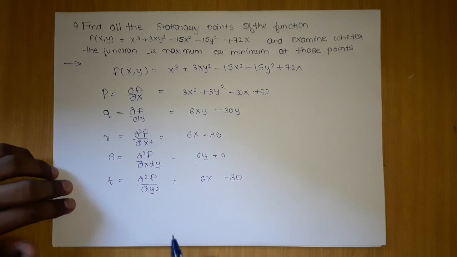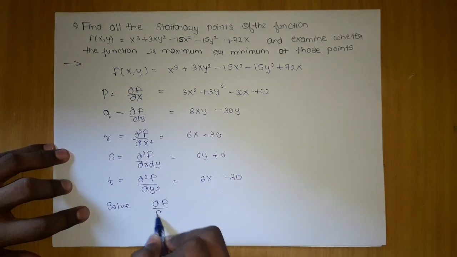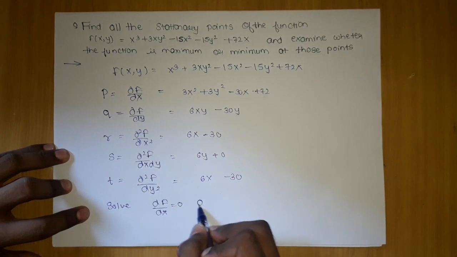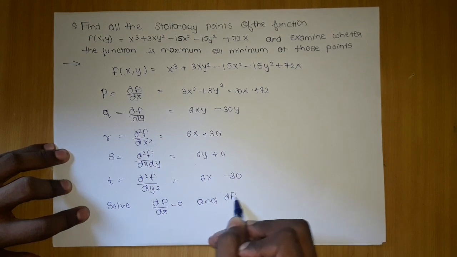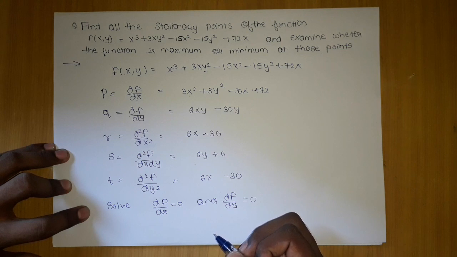But before going to that, we will solve dou f by dou x equals 0 and dou f by dou y equals 0. Since they are telling us to find the maxima and minima, I know that maxima and minima will exist, and if they exist, then the partial derivative with respect to x and with respect to y, as per the first derivative test, should be equal to 0.